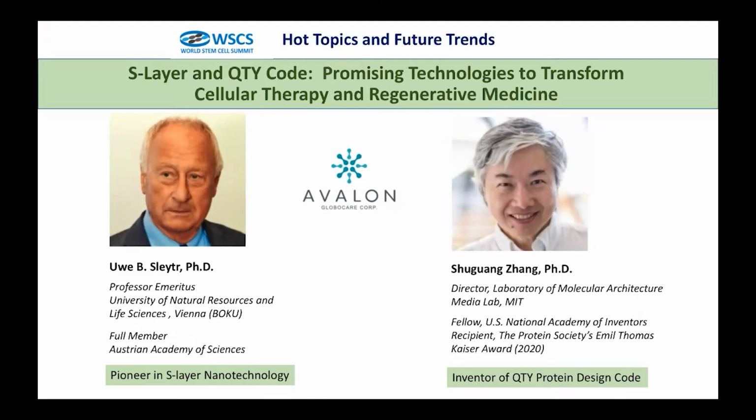Professor Uwe Sleytr, Professor Emeritus at the University of Natural Resources and Life Sciences in Vienna, Austria, is also a full member of the Austrian Academy of Sciences. Professor Sleytr is a pioneer in S-layer nanotechnology.